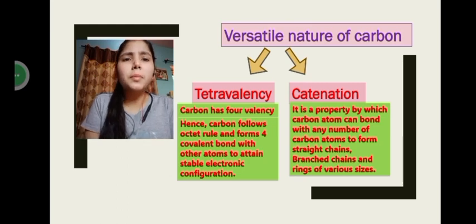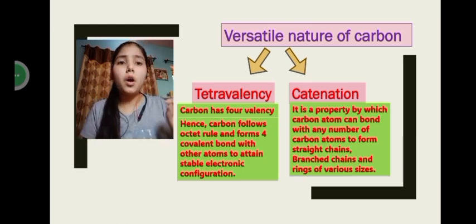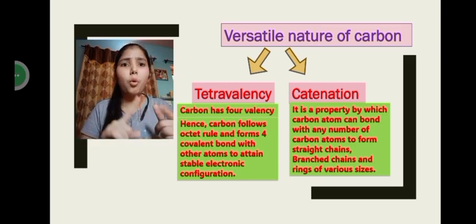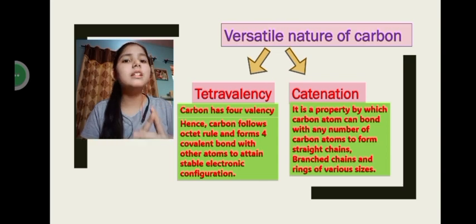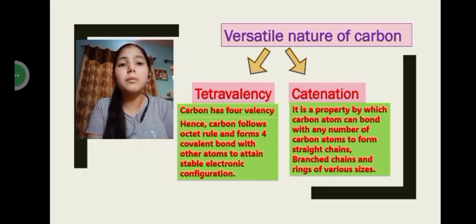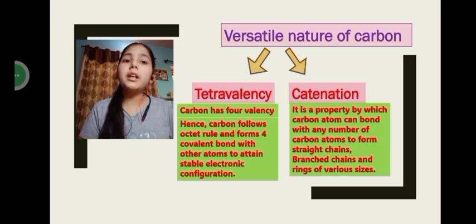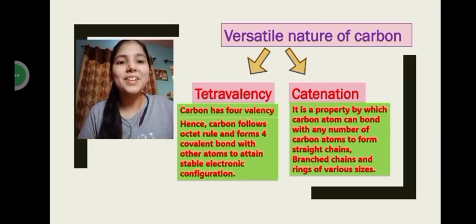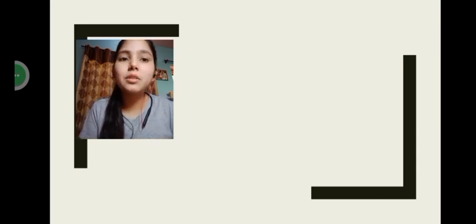This is a special property. And why is it so special? Because everything can bind with itself, like O2 and H2, where 2 oxygens bind or 2 hydrogens bind. So what is the special thing here? The special thing is that carbon can bind with other carbon atoms in any number. There is no limit. This is what we call catenation.